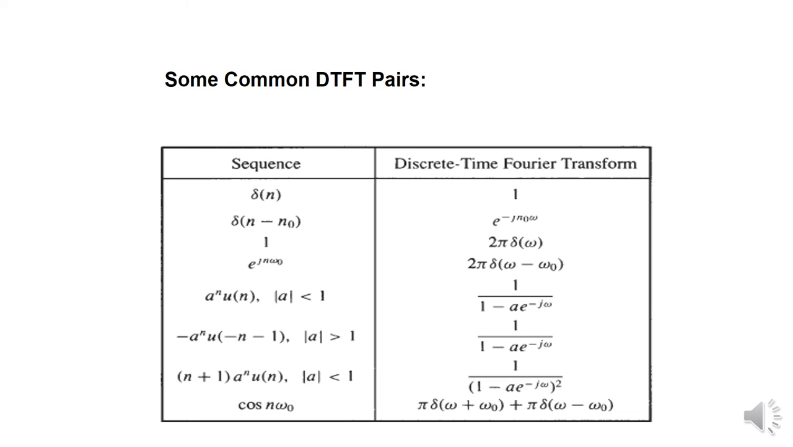Then if we have e to the power j n omega naught, it will result in 2 pi times delta omega minus omega naught. And then a to the power n u n, when a is less than 1, I have shown you this with an example, if you can remember. The next one also I have shown you with an example. All the other things you can prove without any complexity, so try to prove the other things.